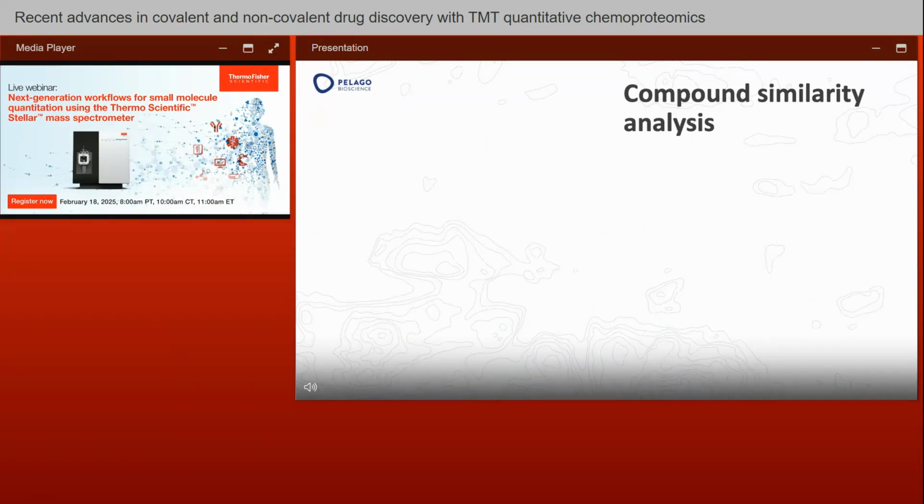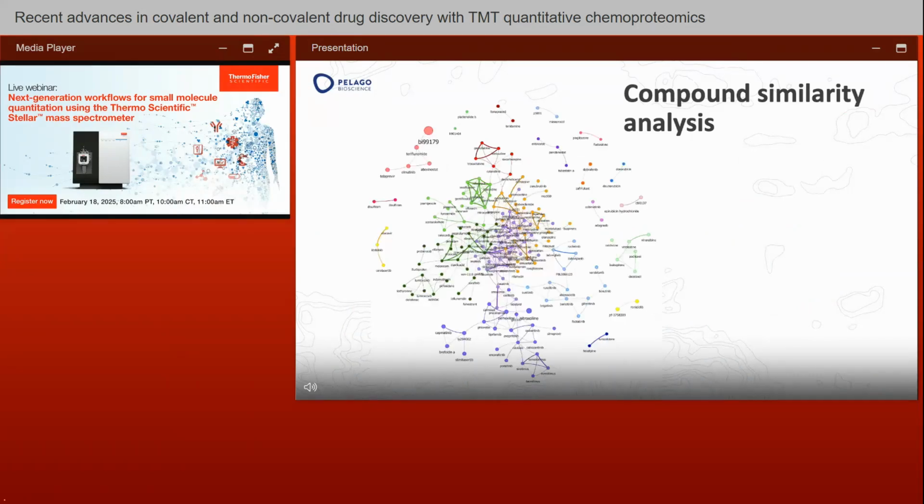Also, when we have lots of data accumulated for the compounds in the same way, then we can start to use AI or ML tools to answer some other questions. So we can look for compound similarity in terms of the thermostability shift profile. And we can see, of course, that we have clusters of HDAC inhibitors, DNA intercalators, microtubule inhibitors, kinase inhibitors, NSAIDs, and so on.